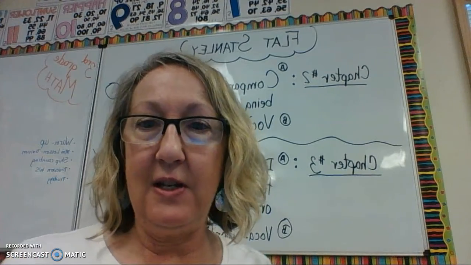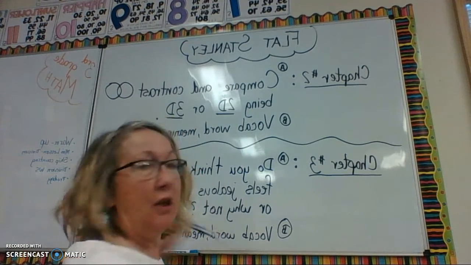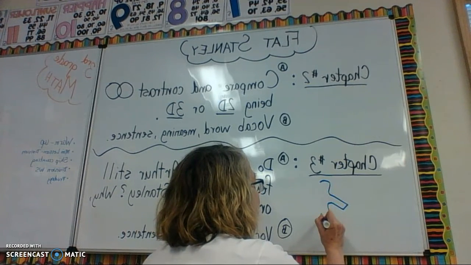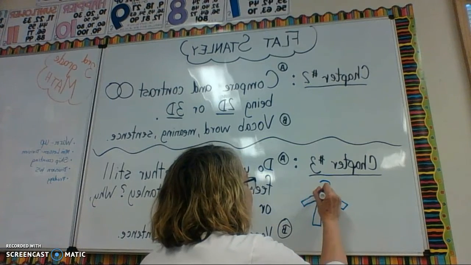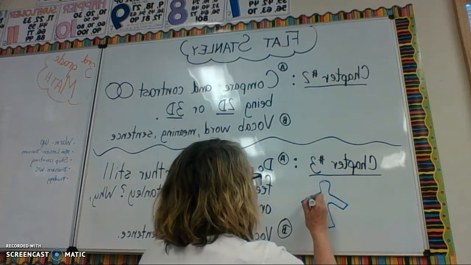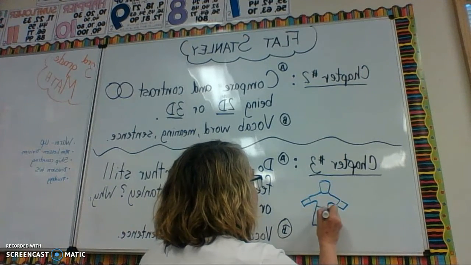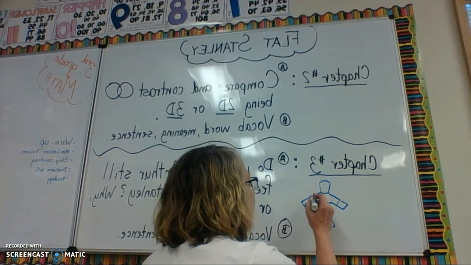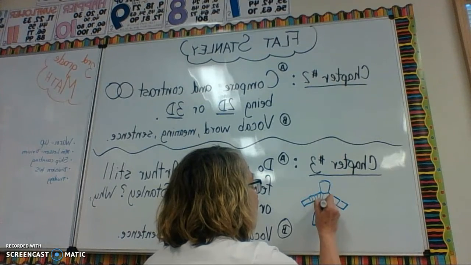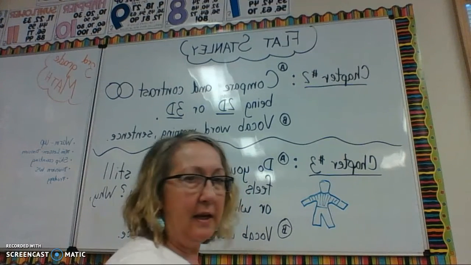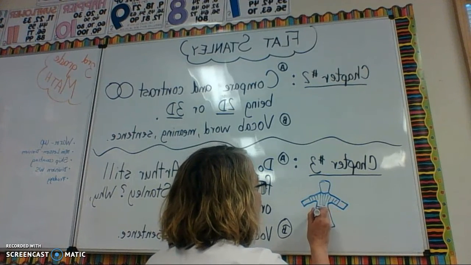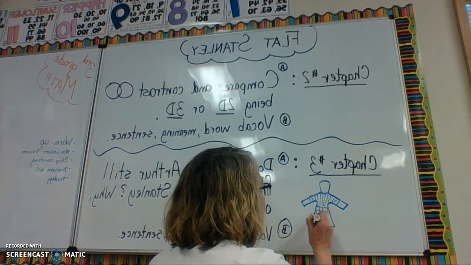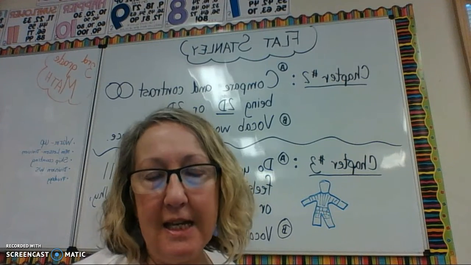So one idea I have is that when you're coloring the clothing, if this is your Flat Stanley, and you're going to put a shirt on your Flat Stanley, that's a lot to color, so you could just do it with patterns. Maybe this is a striped shirt. Okay? And maybe your pants are checkered. That just might make it easier for you. Okay?